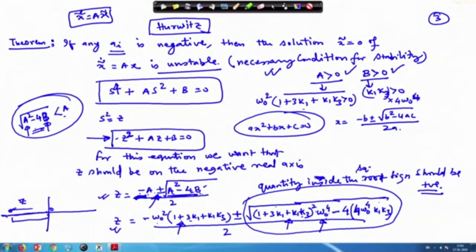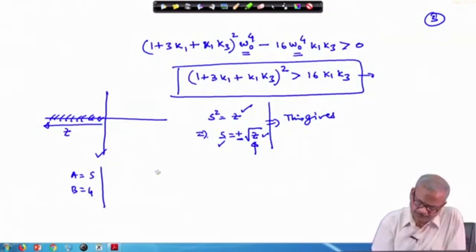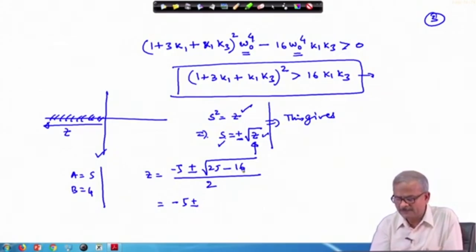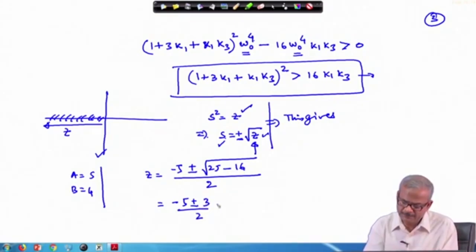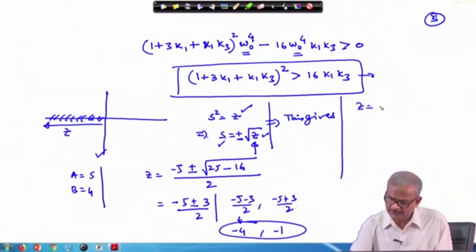We can take one example and look into this. Let us say a equal to 5 and b equal to 4, just for example's sake. So, z will be minus 5 plus minus square root of 25 minus 16, divided by 2. So, this is minus 5 plus minus, here this is 9, so the root becomes 3, divided by 2. So, we will have two roots here, minus 5 minus 3 divided by 2 and minus 5 plus 3 divided by 2. That gives me minus 8 divided by 2 is minus 4, and minus 2 divided by 2 equal to minus 1. So, these are the two roots for z, equal to minus 4 and minus 1.